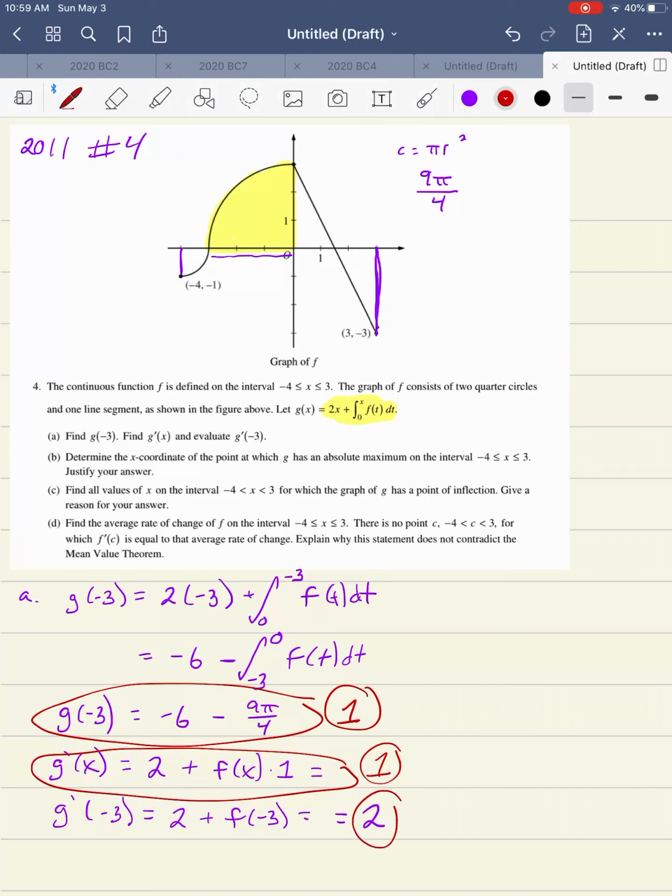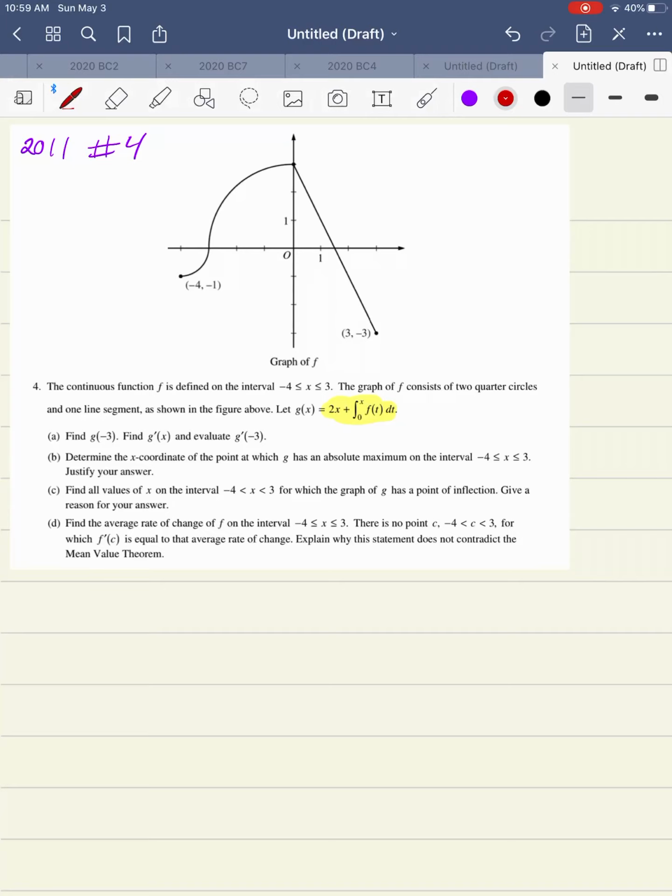All right, B says, determine the x-coordinate at which the function g has an absolute maximum. So remember, absolute maximums can occur at endpoints or at critical values. My critical values are where the derivative equals 0. The endpoints would be -4 and 3, but we'll worry about those later. The critical values would be where the derivative equals 0.